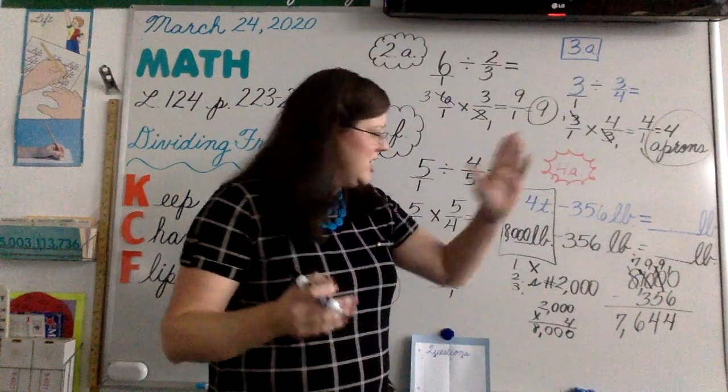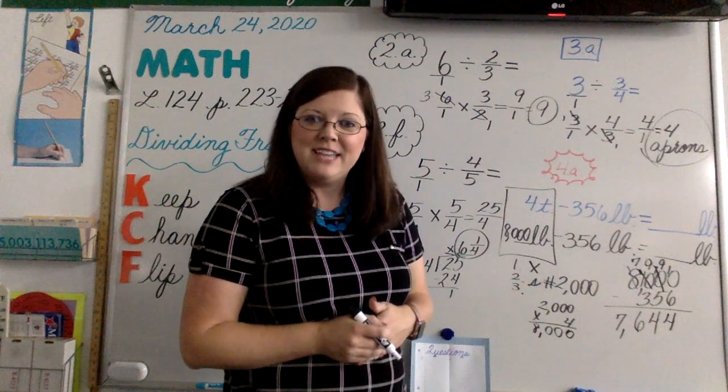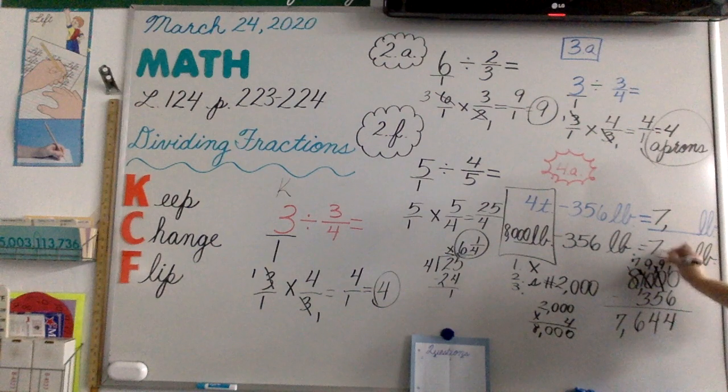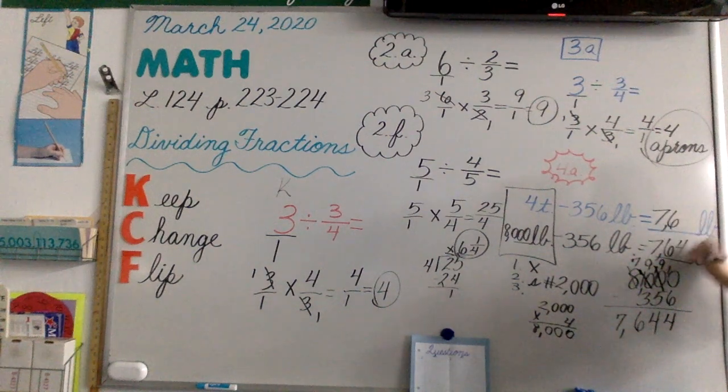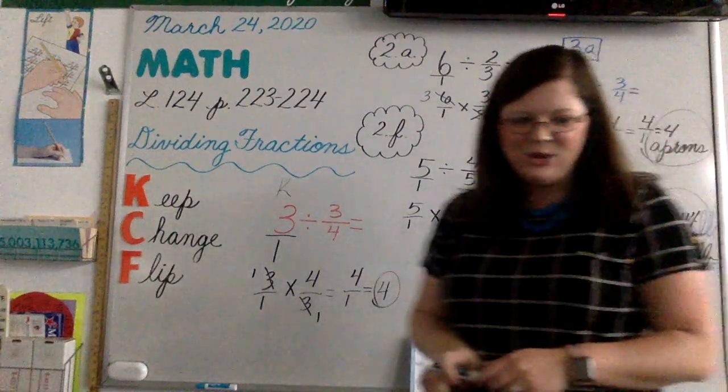7,644 is our answer, and that is exactly what we're going to put up at the top in our pound sections. Okay, here we go, just like this. 7,644 is our final answer.